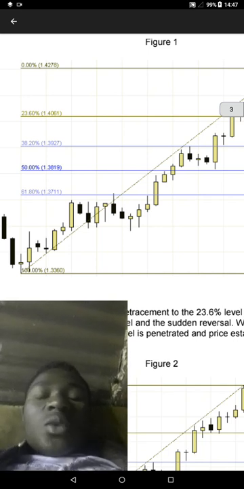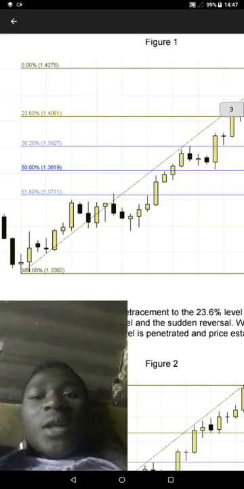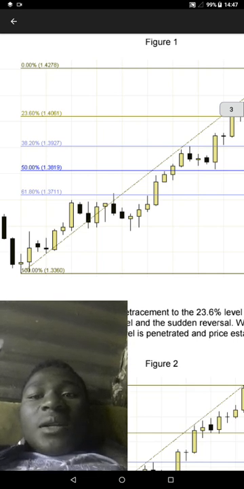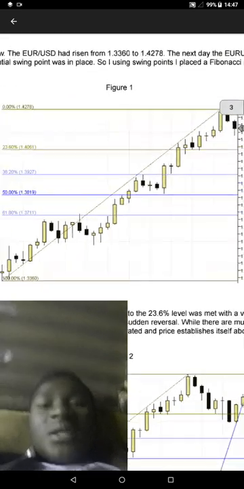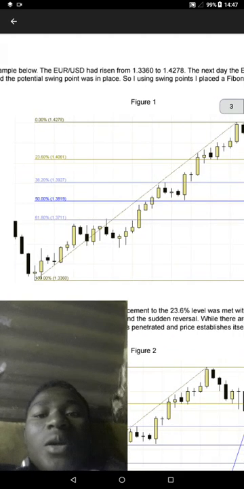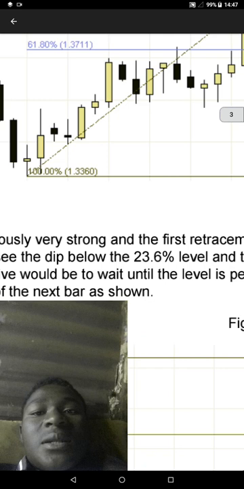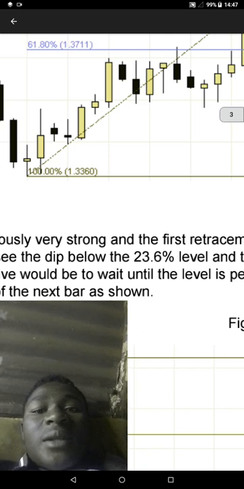1.3927. Then the third one you have 50%, which is 1.3819. Then the last one you have 61.8%, which is 1.3711. As you can see here, guys, it is what we are talking about. Then the last one we have 100%, which is 1.3360, guys.